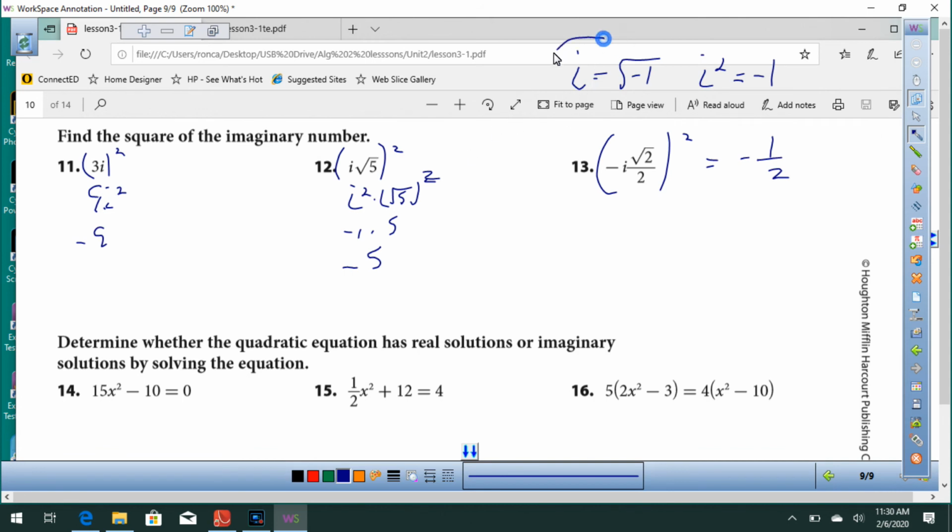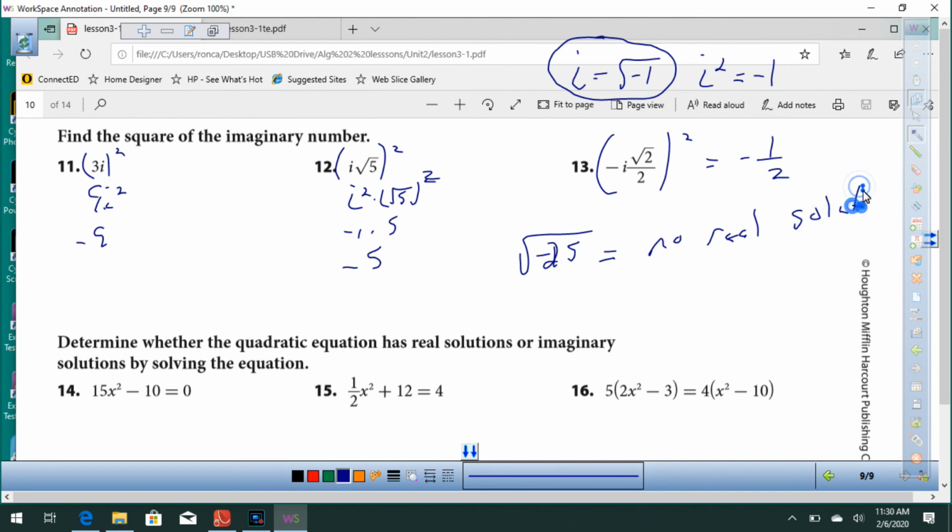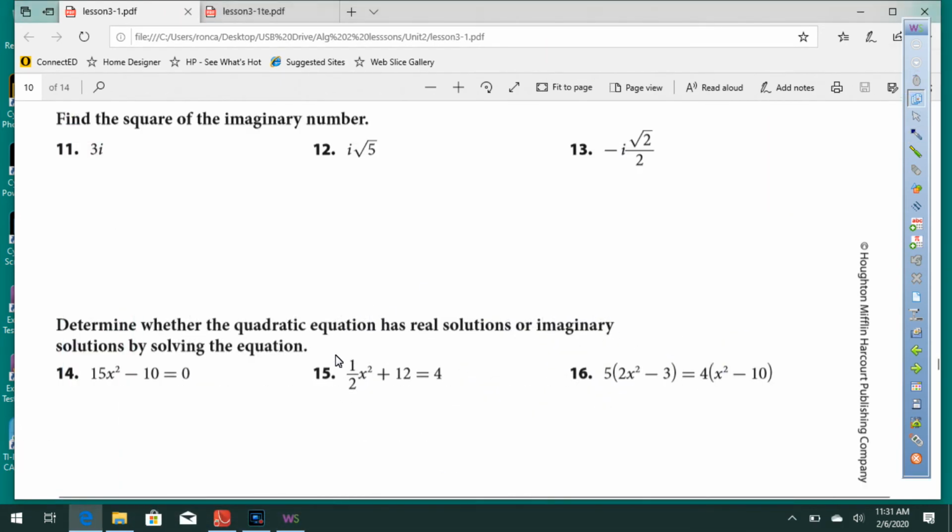This number here, i, allows us to solve radicals. Before, we had something like negative 25, we had to say no real solution, which is true, but now we can take the negative 25 and make it the square root of negative 1 times the square root of 25, and that gives us i times 5, or 5i. Okay? So it allows us to solve those when we used to couldn't.